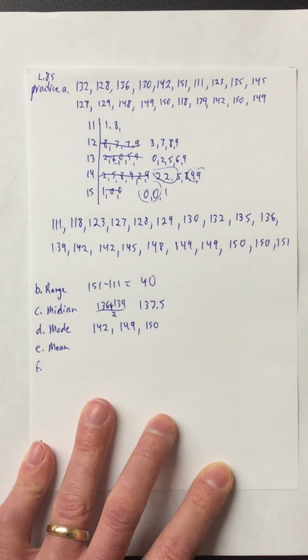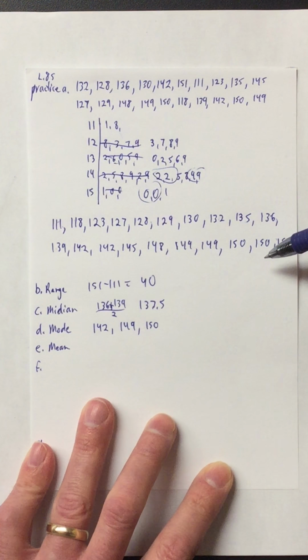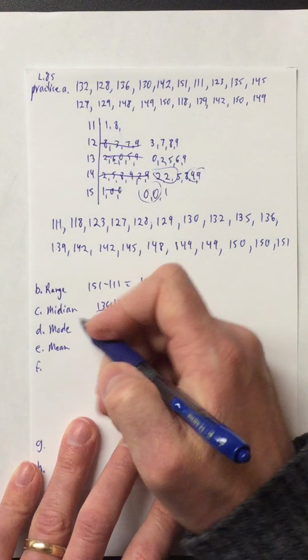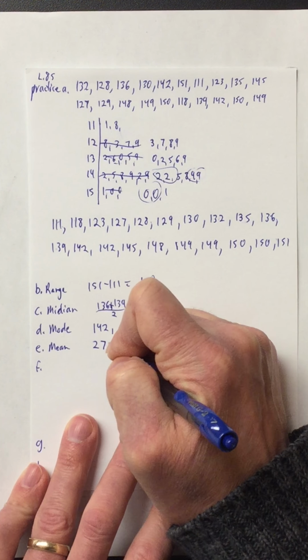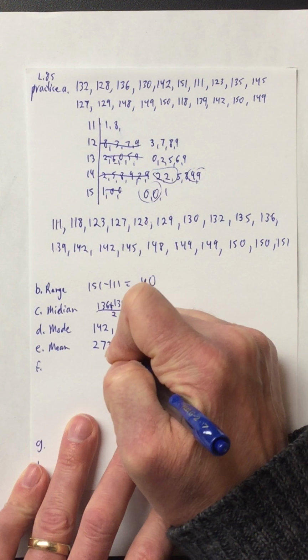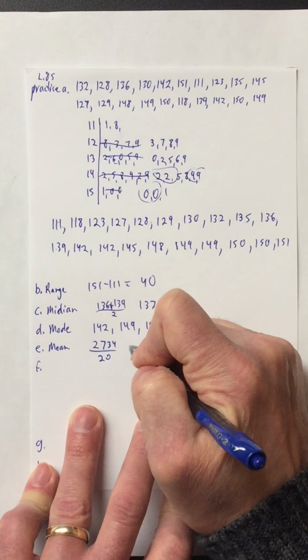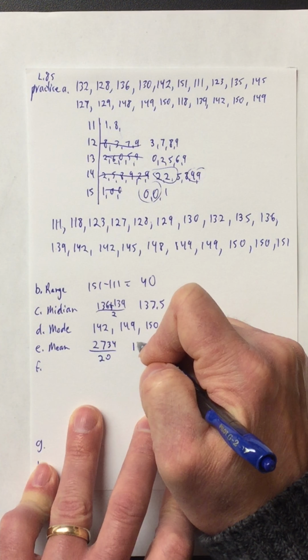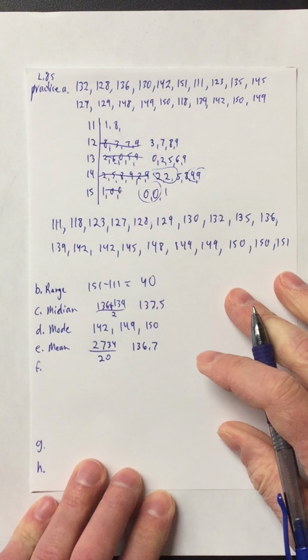And then the mean, once again, you just got to grab your calculator, add up all 20 numbers, and then divide by 20. So looking at my answer key here, if you add those up, you should get 2,734. So divided by 20, and our average for all of these is 136.7.